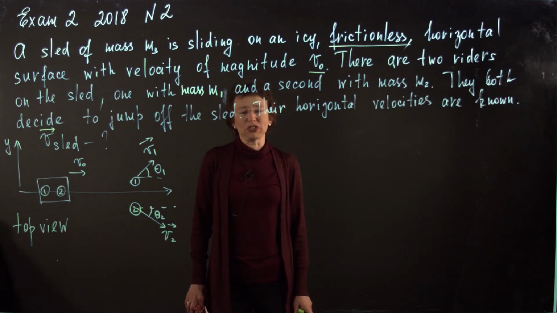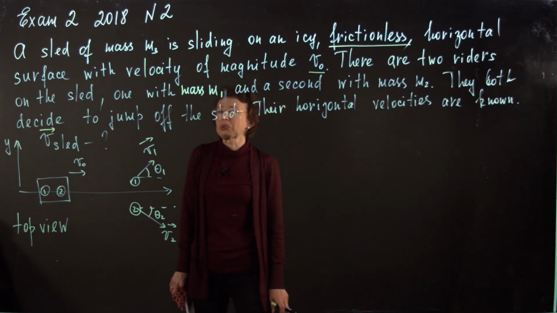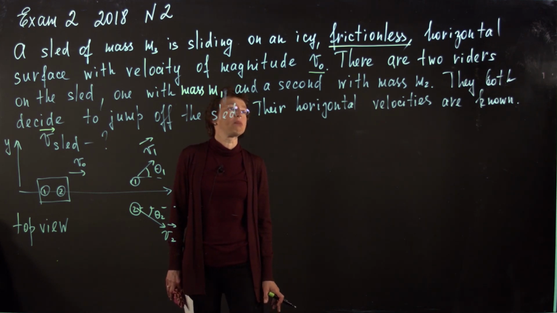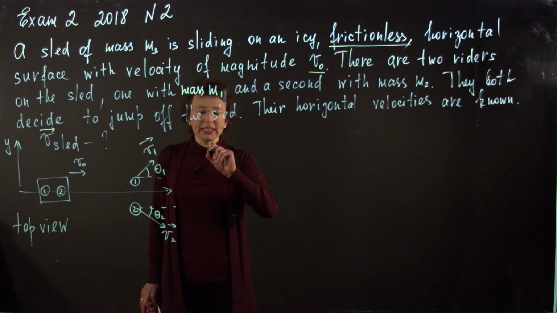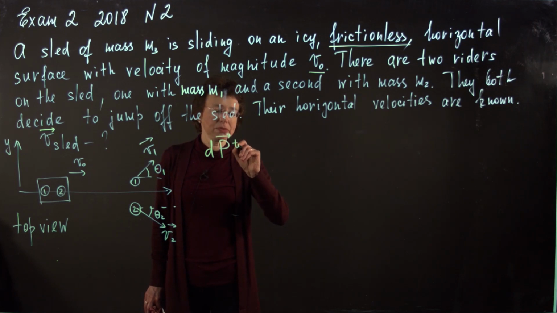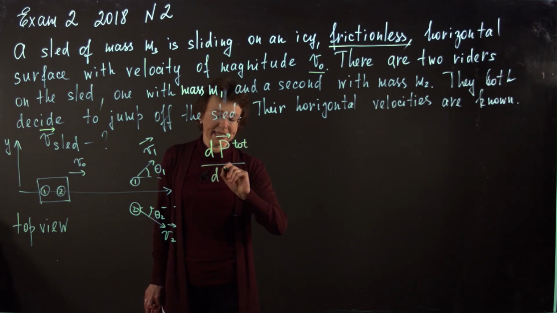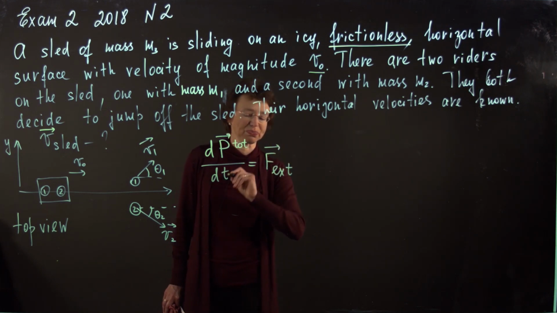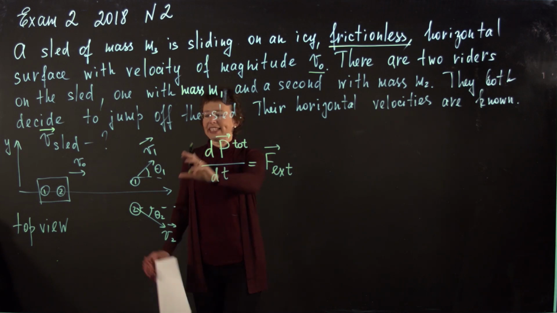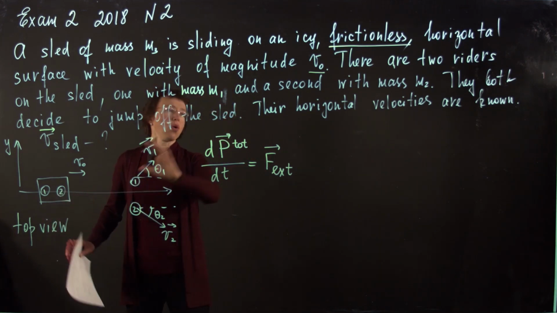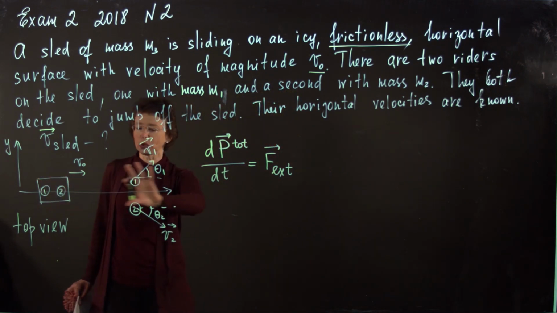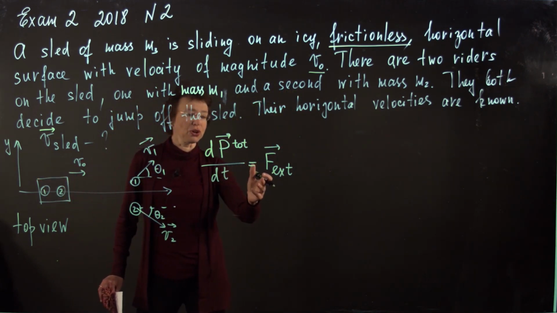First question that you need to ask yourself, which law will you use to solve this problem? Well, you will use conservation of linear momentum. Why? Because conservation of linear momentum tells you that dp total/dt is equal to F external force. Now, this interaction happens on a frictionless surface. So external force, force of friction, this is top view, force of friction is 0.